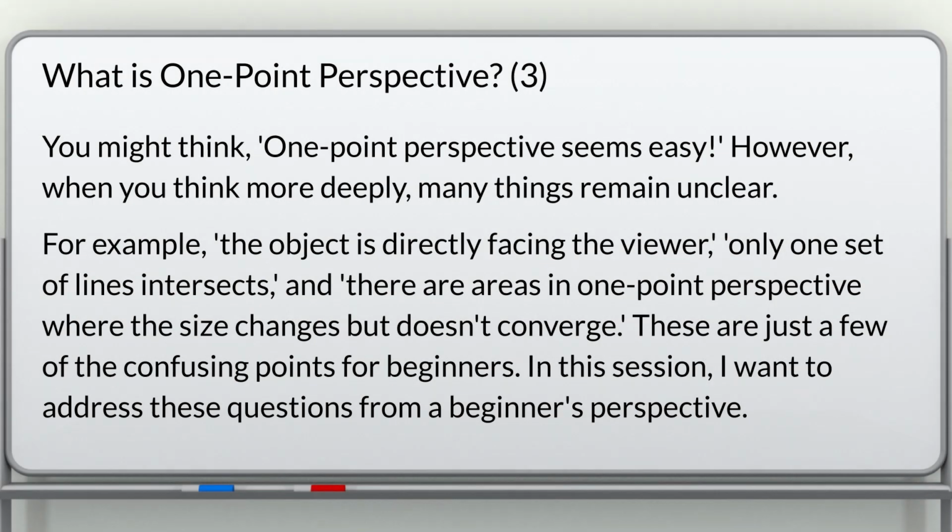You might think, one-point perspective seems easy. However, when you think more deeply, many things remain unclear. For example, the object is directly facing the viewer, only one set of lines intersects, and there are areas in one-point perspective where the size changes but doesn't converge. These are just a few of the confusing points for beginners. In this session, I want to address these questions from a beginner's perspective.